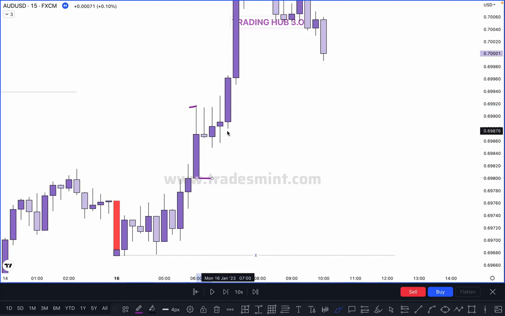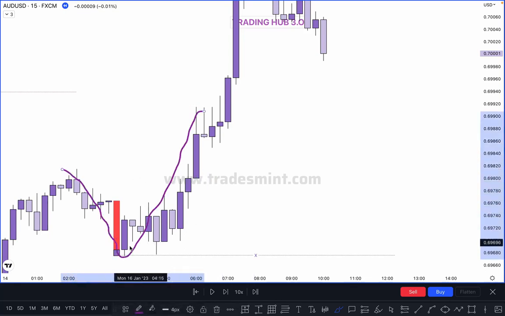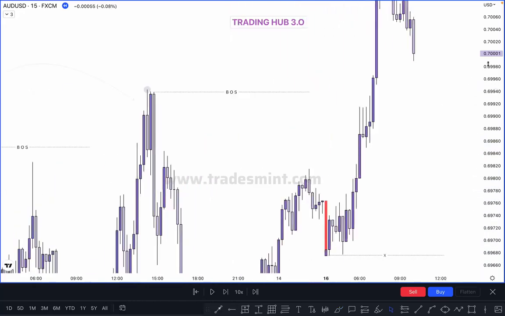That's why this is not a valid pullback as per our valid pullback theory. So what is happening here? This is our actual pullback, and the market must take out this pullback to confirm the higher high. So let's see what happened next after this one.